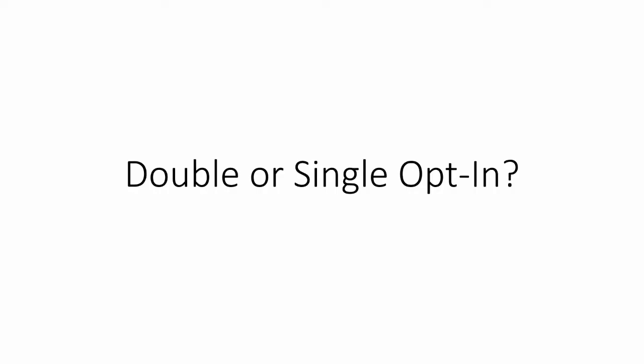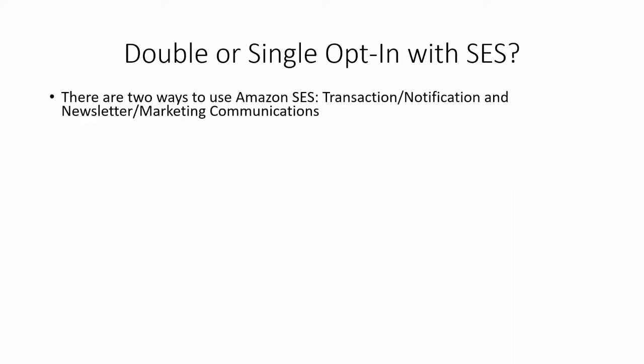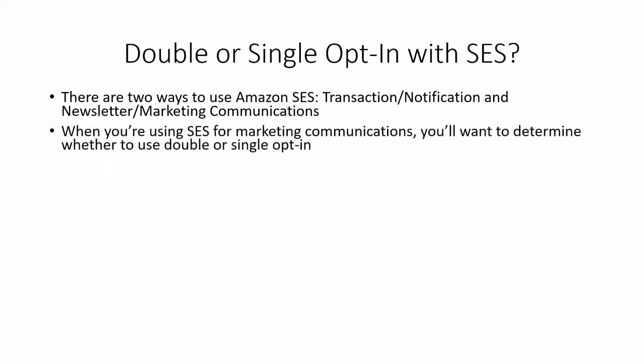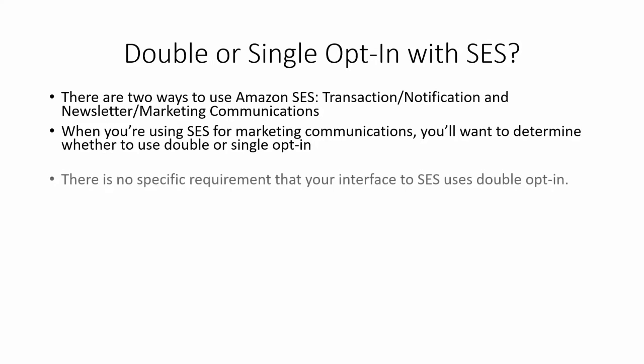Welcome back. You will be faced with the question of whether or not you should or whether or not you must use double or single opt-in when it comes to Amazon SES. Now, there are two ways, obviously, to use Amazon SES: transaction or notification emails or marketing communications. And when you're using SES for marketing communications, you will want to determine whether or not you're going to use double or single opt-in.